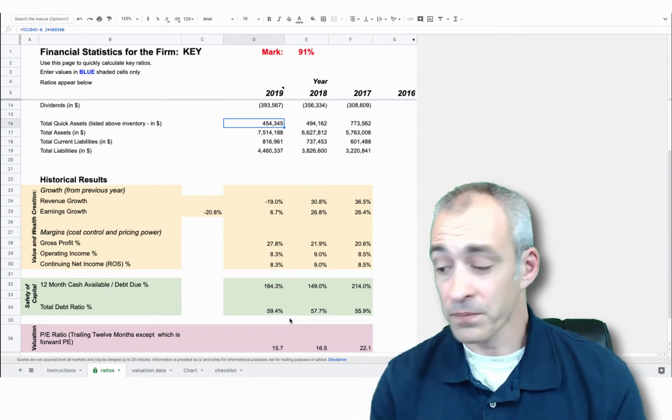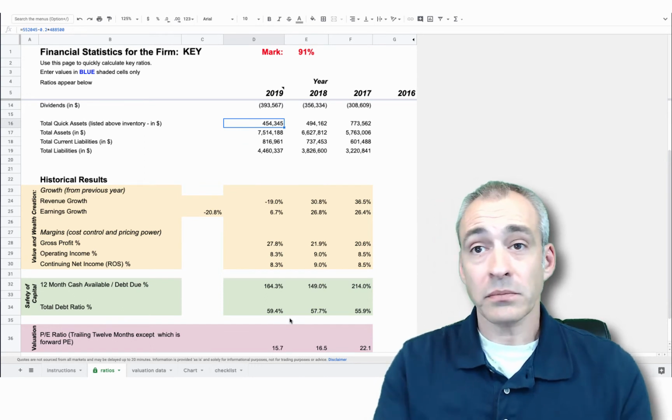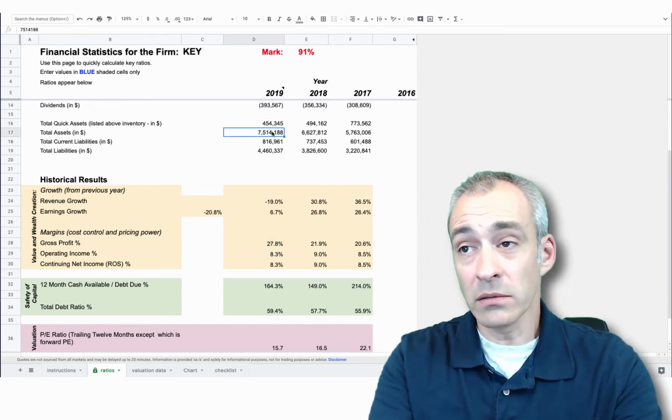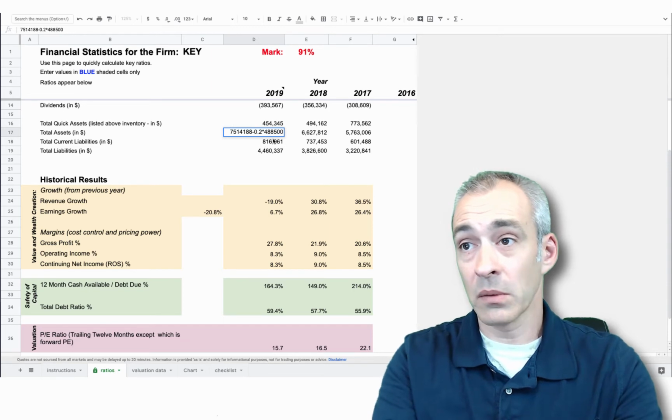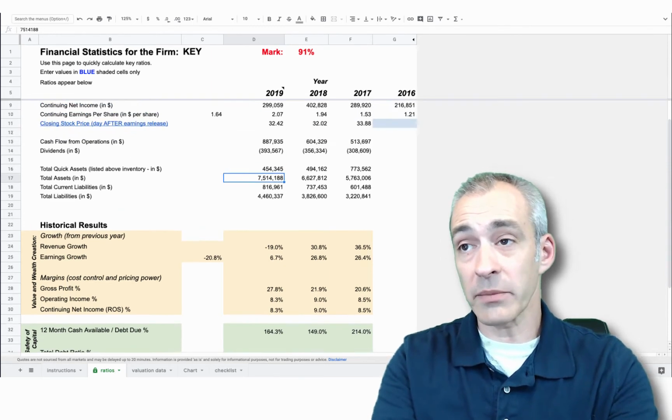Still in great shape. How about the debt ratio? Total assets would go down by, actually, let me just go up and grab both.